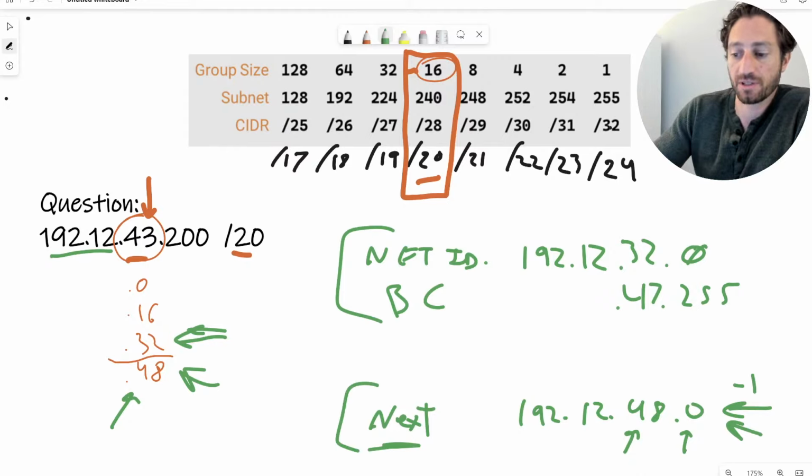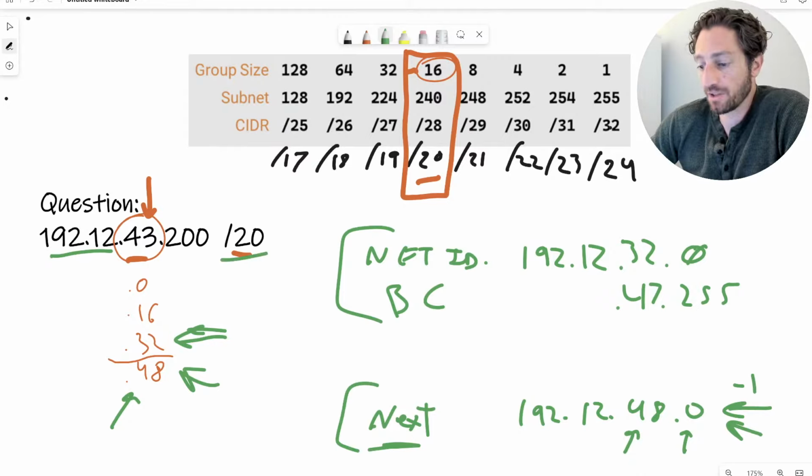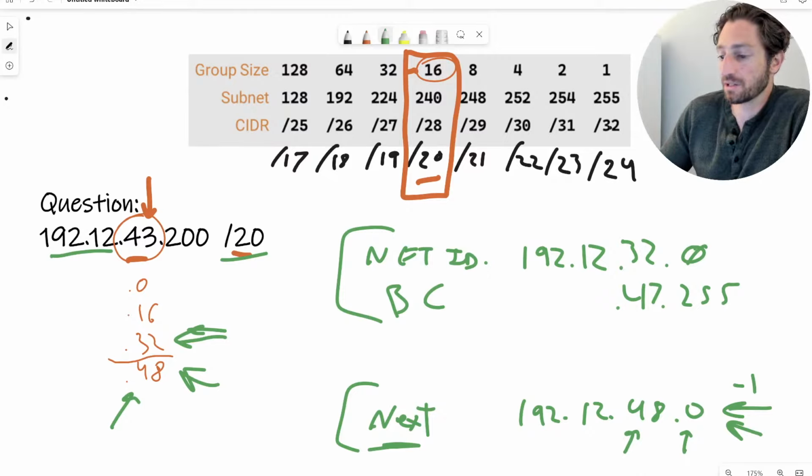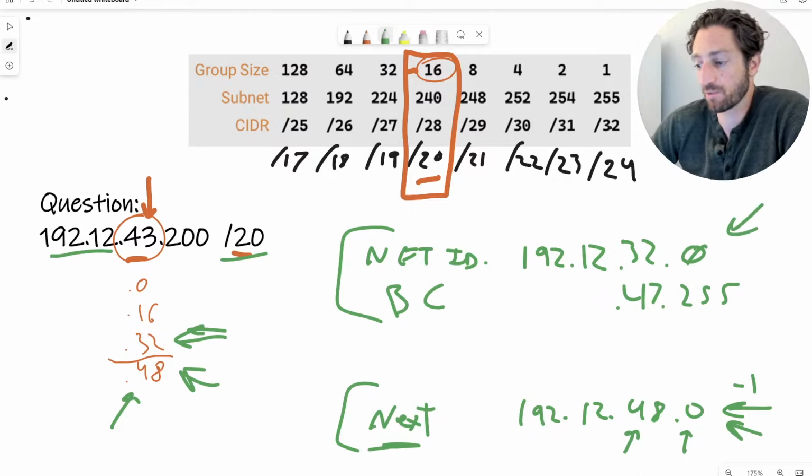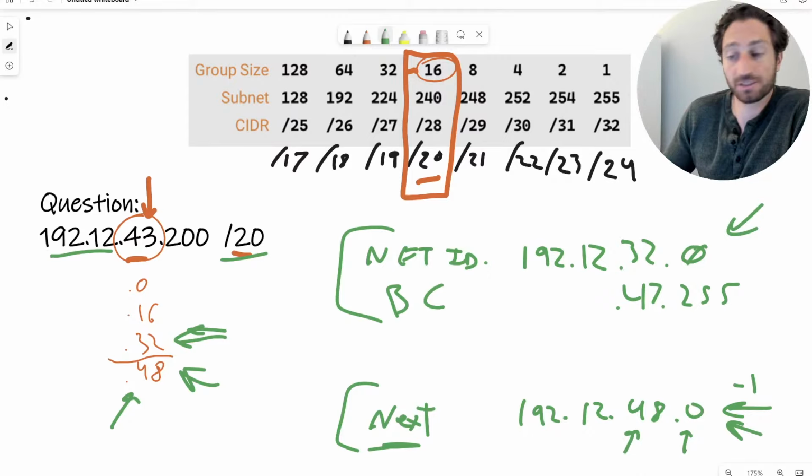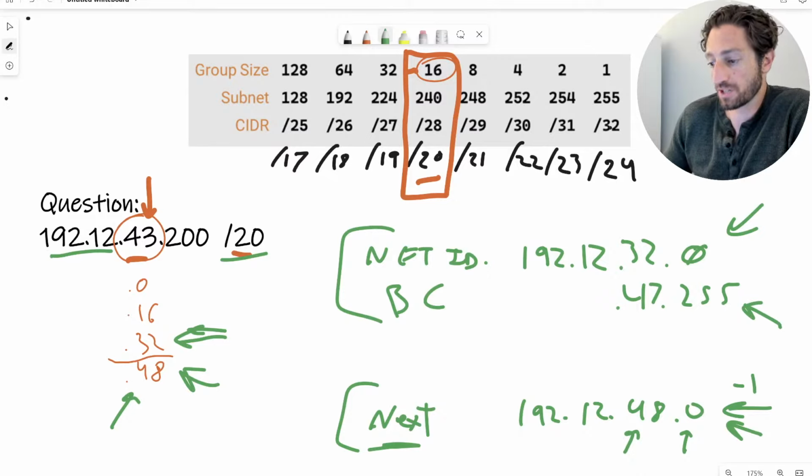network of this /20. The first host IP address would be this guy +1. So I'd have 192.12.32.1. And then the last host IP address would be this guy -1. So I'd have 192.12.47.254 as the last available host IP address.